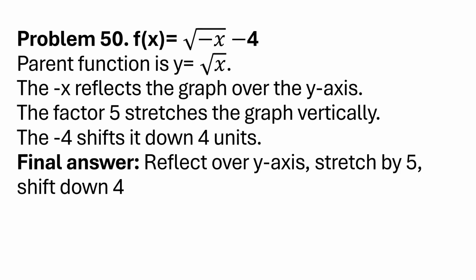We are asked to graph 5 times the square root of -x minus 4. First, the negative inside the square root reflects the graph across the y-axis. Next, multiplying by 5 stretches the graph vertically. Finally, subtracting 4 shifts the graph downward 4 units. The result is a reflected, stretched, and translated square root graph.